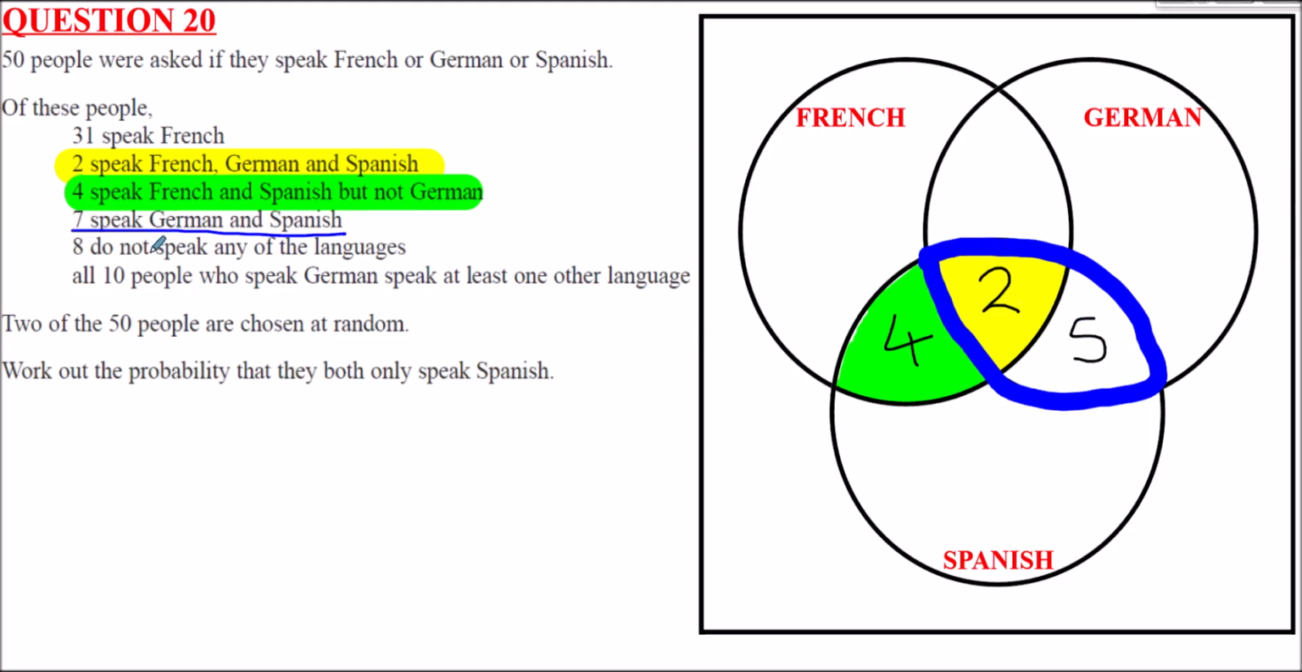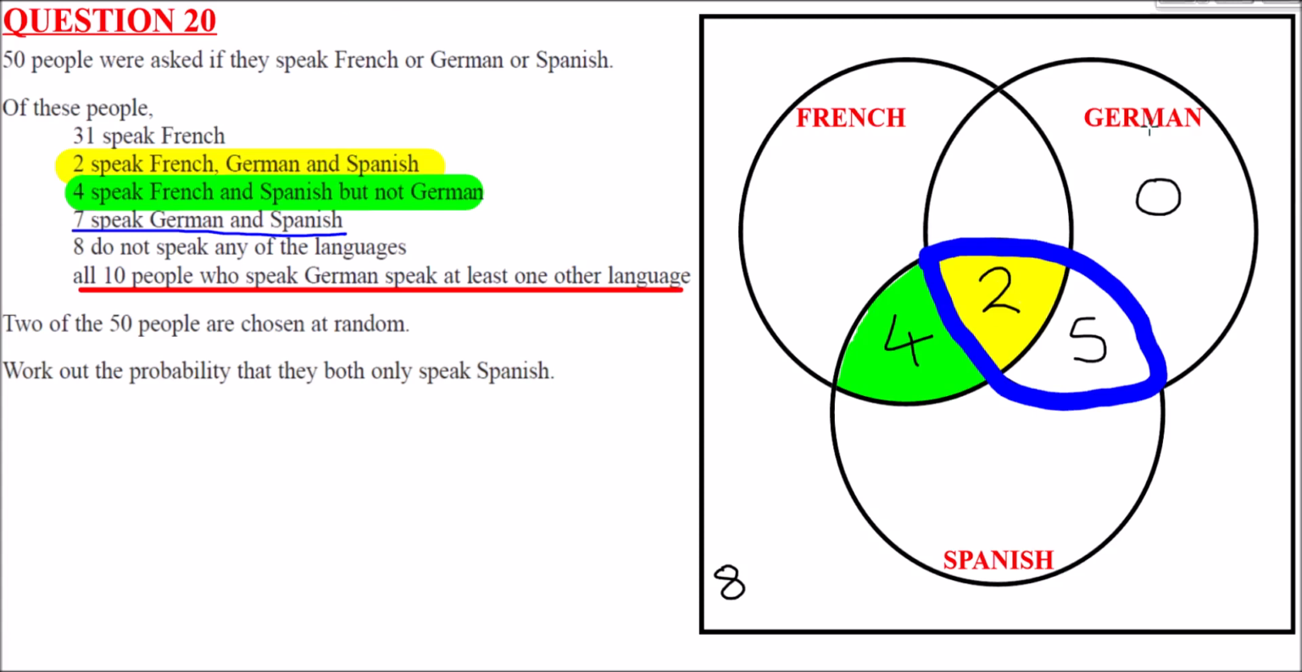Now 8 people don't speak any of the languages, so I need to put 8 not belonging to any of the circles. So 8 just goes on the outside of the Venn diagram. It now says that all 10 people who speak German speak at least one other language. So in other words, you can put optionally, there's no people that only speak German.